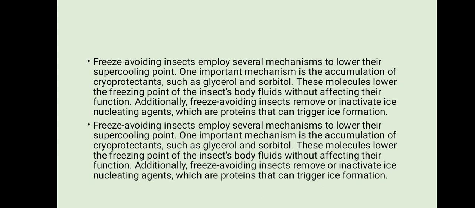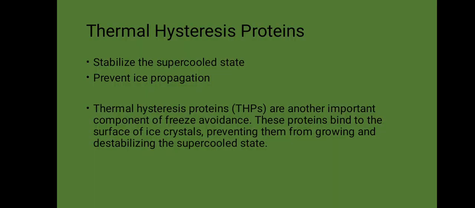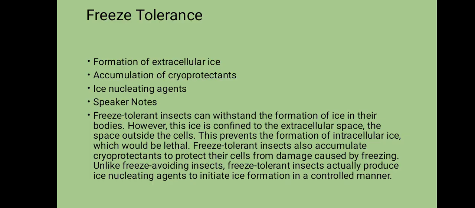Additionally, freeze-avoiding insects remove or inactivate ice nucleating agents, which are proteins that can trigger ice formation. Thermal hysteresis proteins stabilize the supercooled state and prevent ice propagation. Thermal hysteresis proteins, or THPs, are another important component of freeze avoidance. These proteins bind to the surface of ice crystals, preventing them from growing and destabilizing the supercooled state.